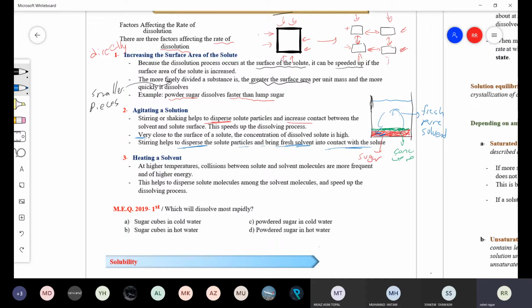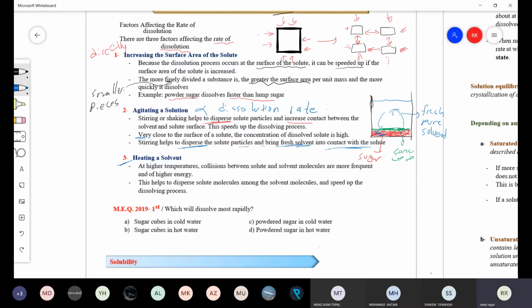That is 2 points. Third one, heating a solvent. This is also directly proportional with the dissolution rate. Third one, heating a solvent.